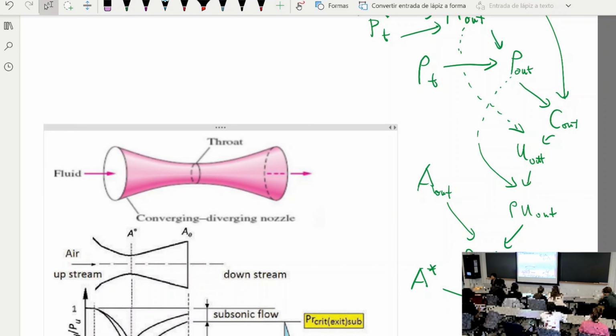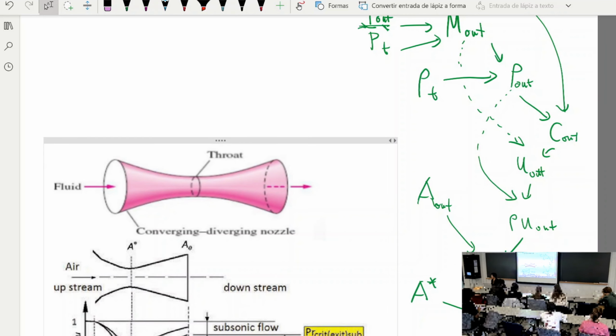It looks complicated, but essentially, usually you know the upstream quantities, and given one quantity at the outlet, you can figure out everything that happens in the nozzle. All right.